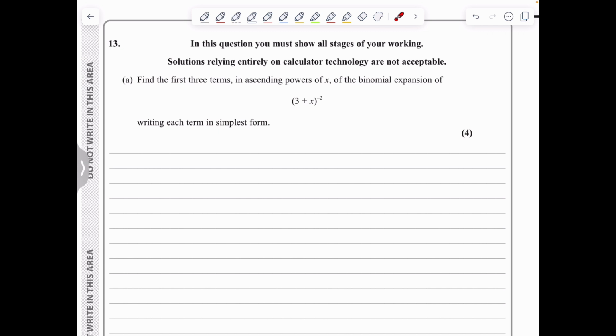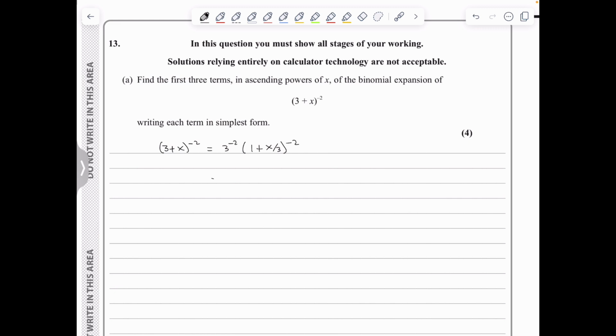In 13a, we need to find the first three terms in ascending powers of x in the expansion of 3 plus x to the minus 2. And we need to be writing each term in its simplest form. So we've got 3 plus x to the minus 2, and the first thing to do is factor out the 3, inheriting the power of negative 2, and within the bracket we've got 1 plus x over 3 to the negative 2. So we need to attain a form of 1 plus or minus something in order to proceed with the binomial expansion.